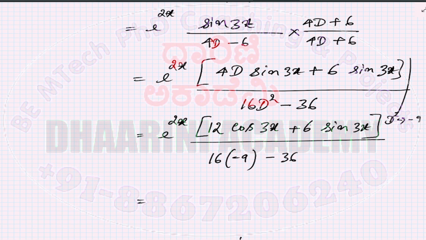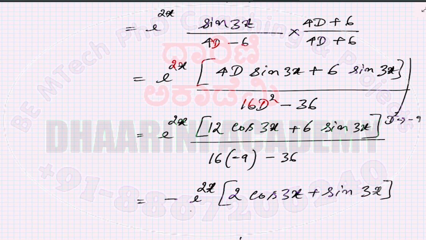Okay, so we'll take a 6 out and we'll simplify. This becomes, I can take the minus also outside. So this final result I'll write e to the power 2x into 2 cos 3x plus sine 3x divided by 30 is the simplified answer.